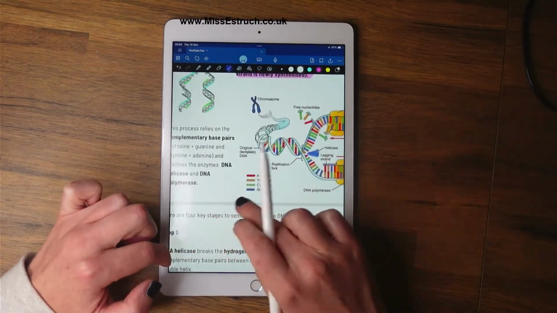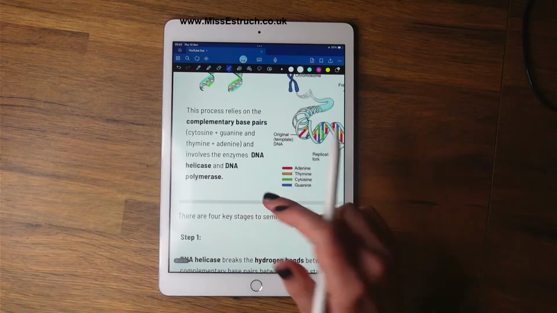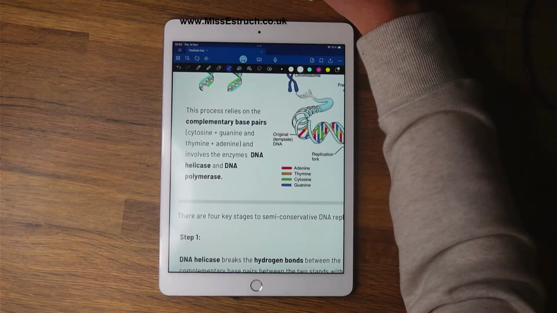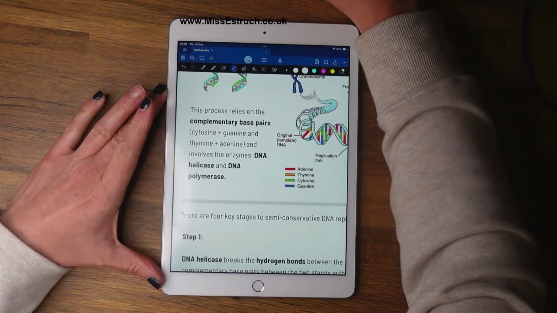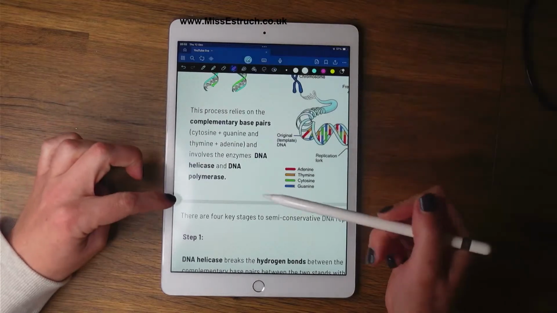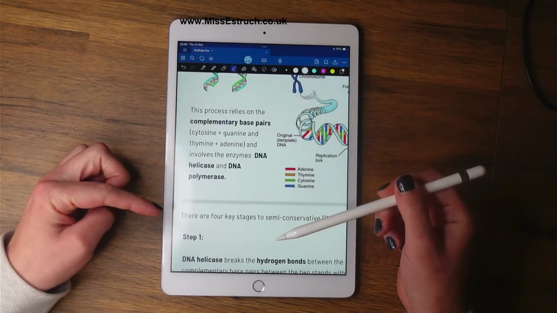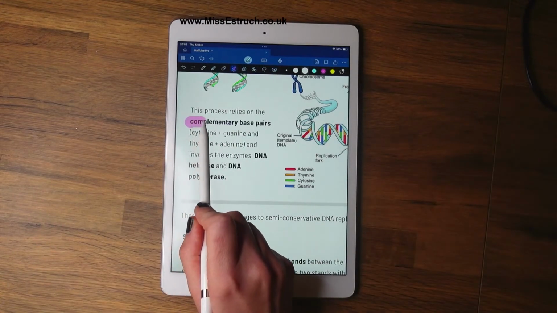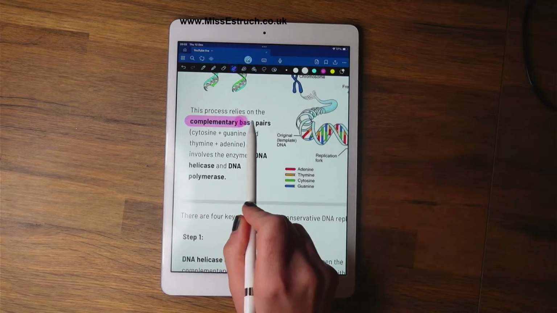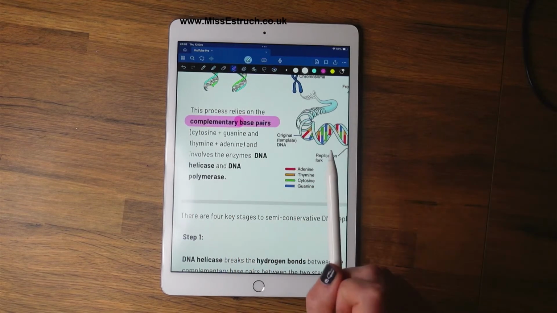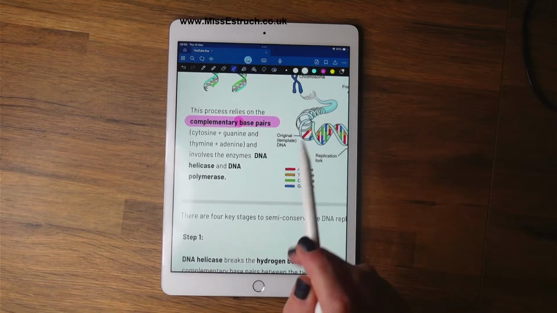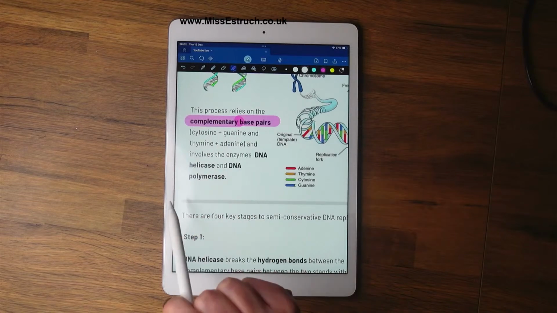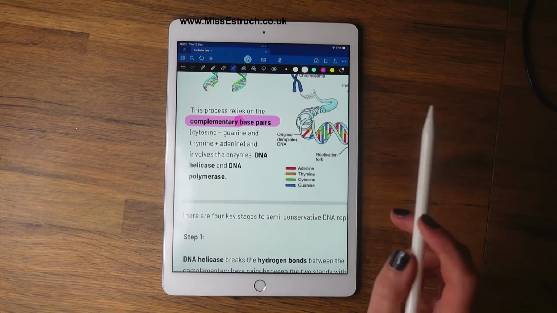Next, if we have a look at the next bit of information, the process of DNA replication does heavily rely on this idea of complementary base pairs. And that's because this ensures that when you are going through DNA replication, you are creating identical copies. So make sure that you always use that complementary base pairs key phrase in your answers, particularly the complementary bit, and not just saying base pairs. And then which ones do match up. We've got cytosine and guanine, thymine and adenine. Those are your complementary base pairs.